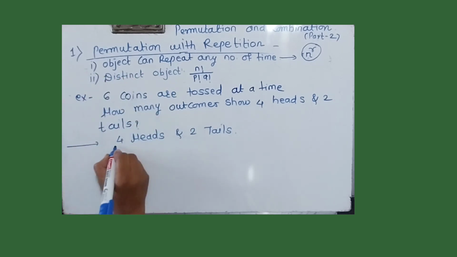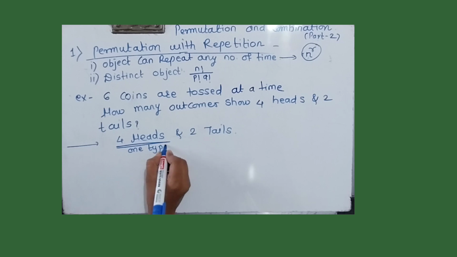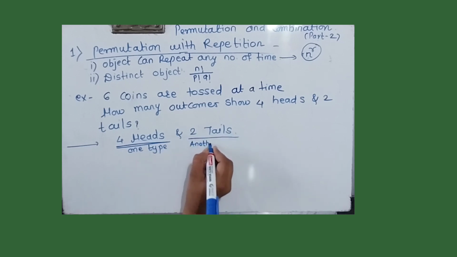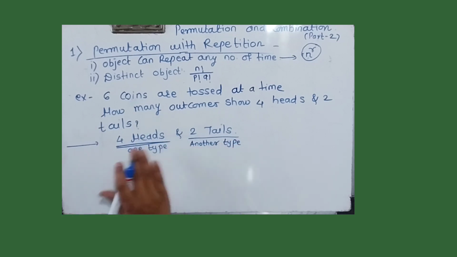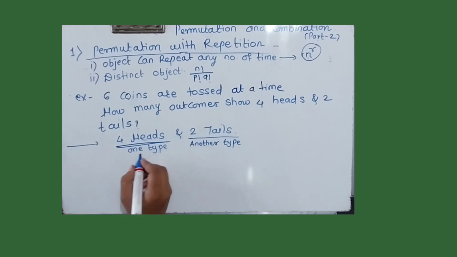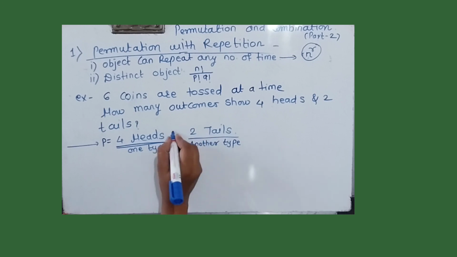How distinct object? See, 4 heads, it is one type. And the 2 tails, it is another type. They are distinct in nature. Yes, it is a head, it is a tail. So they are distinct. So we treat one as P, the other as Q. It is P and Q.